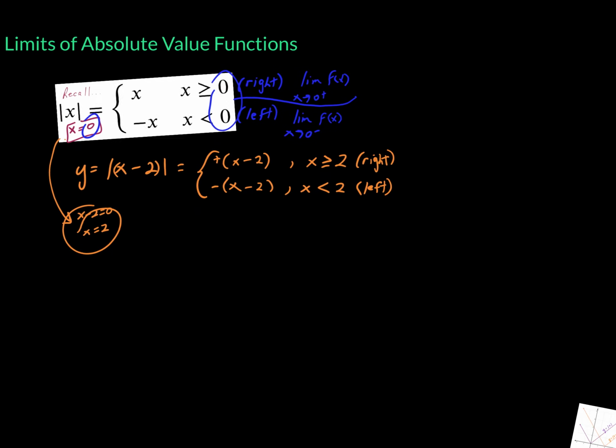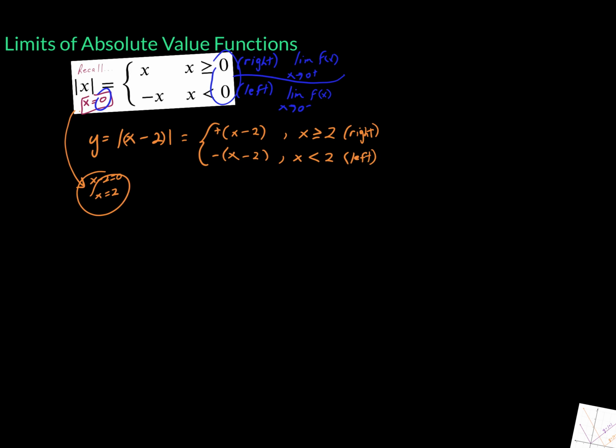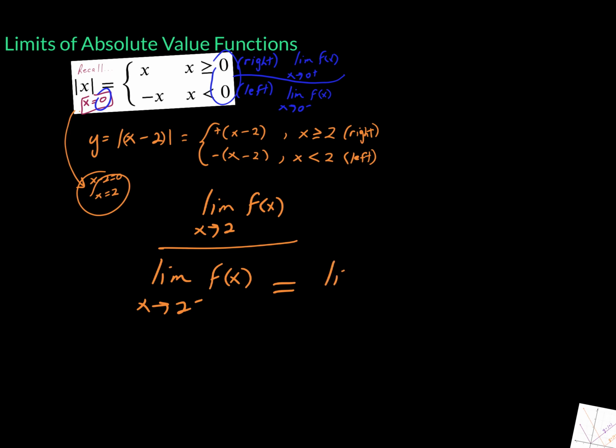Let's see if the limit of this function exists as it's approaching x equals 2. For the limit to exist as x is approaching 2, we must make sure that the limit of f of x as x approaches 2 from the left is the exact same thing as the limit of our function as x approaches 2 from the right side. Right now we don't know, so I'll put a question mark.